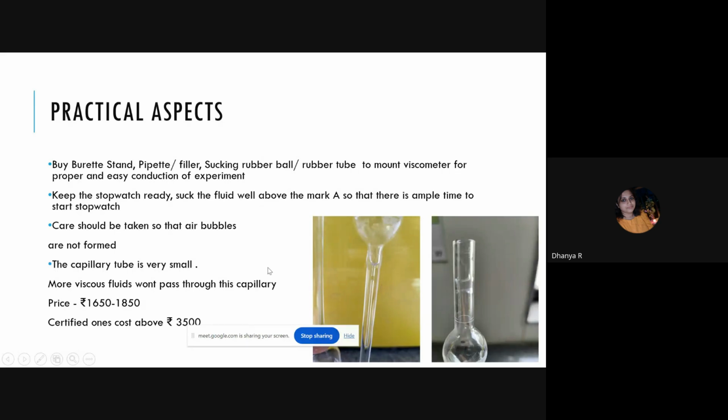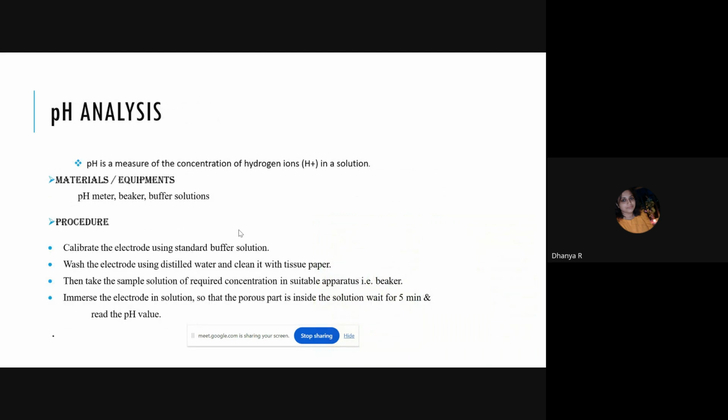Also, more viscous fluids won't pass through this capillary tube, and the price of this viscometer is usually from 1650 to 1850. There are some certifications for these viscometers, and a certified one will cost about 3,500 rupees.